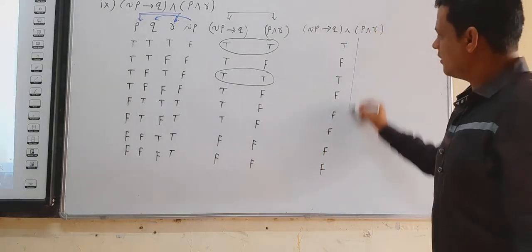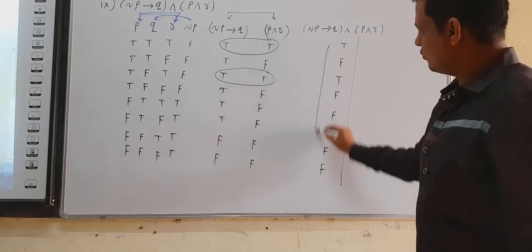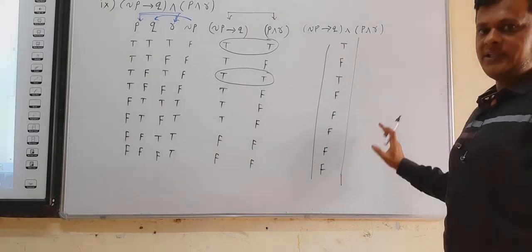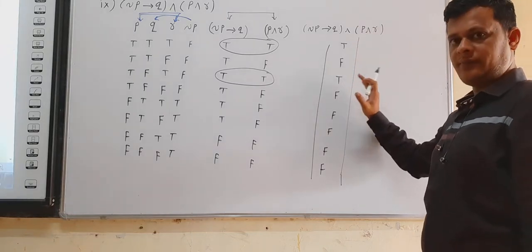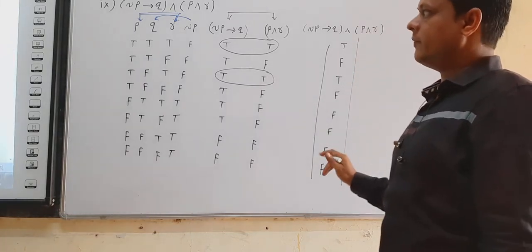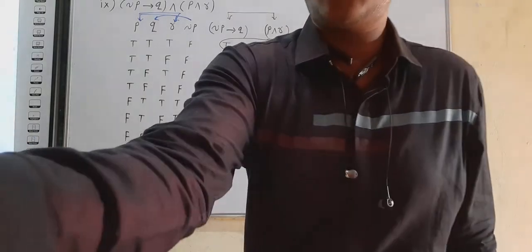We observe all entries are not true and all entries are not false. It contains some true values and some false values. Therefore, the statement pattern is a contingent.